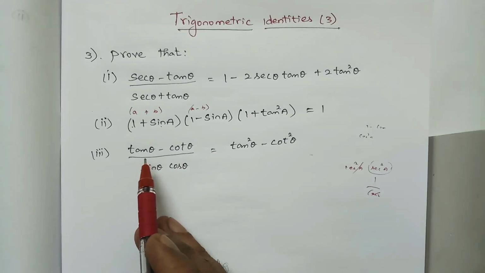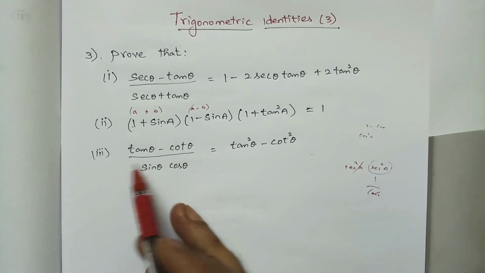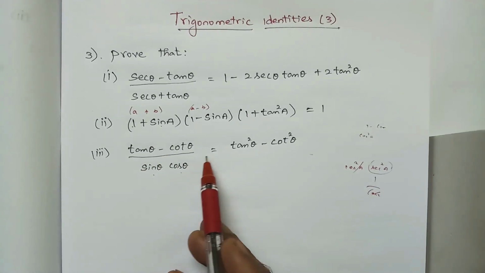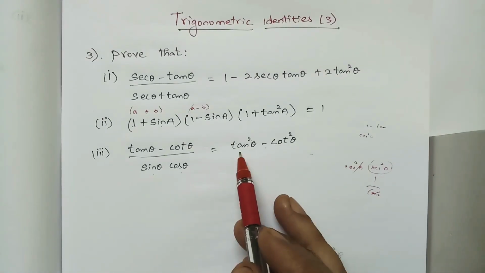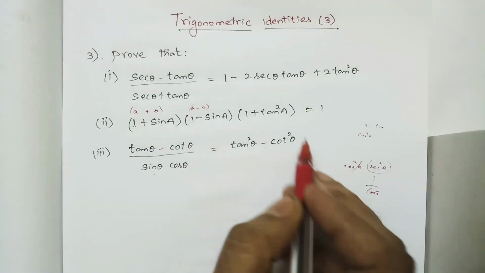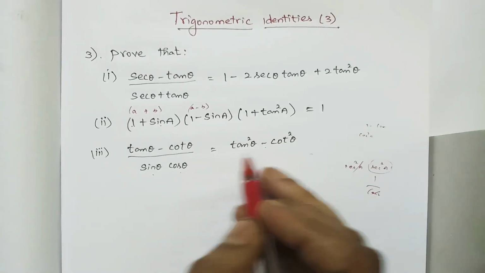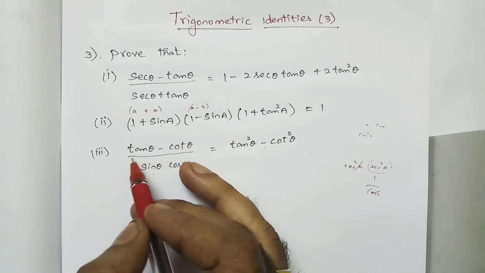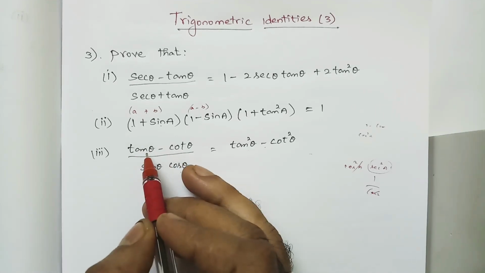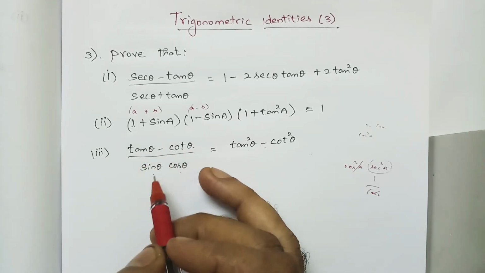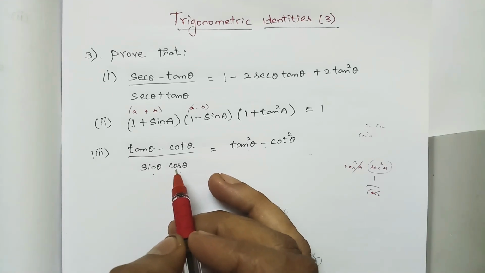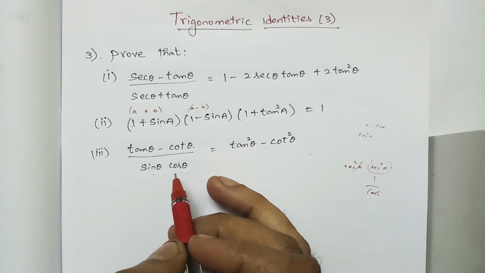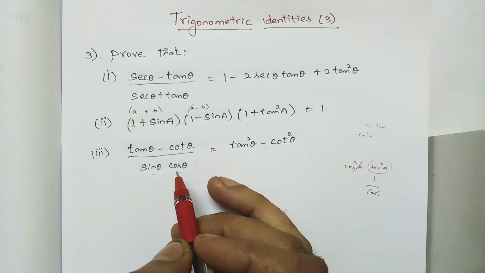Third subdivision: (tan theta minus cot theta) divided by (sin theta into cos theta) is equal to tan square theta minus cot square theta. See, on the RHS we have two terms, the LHS only one term. In the numerator it is in terms of tan and cot, the denominator is in terms of sin and cos, so it's not in the right manner.